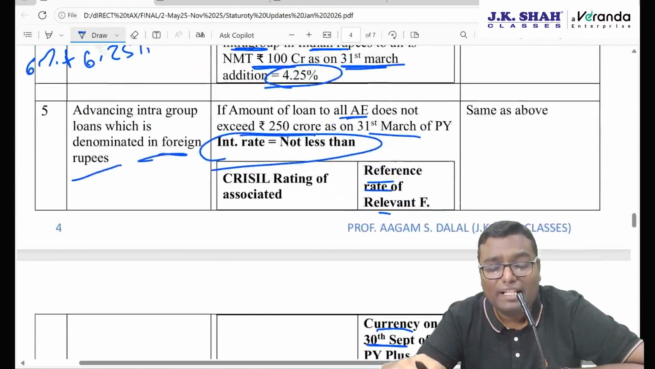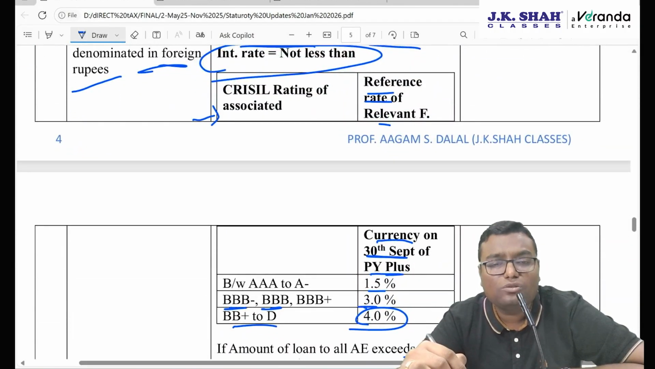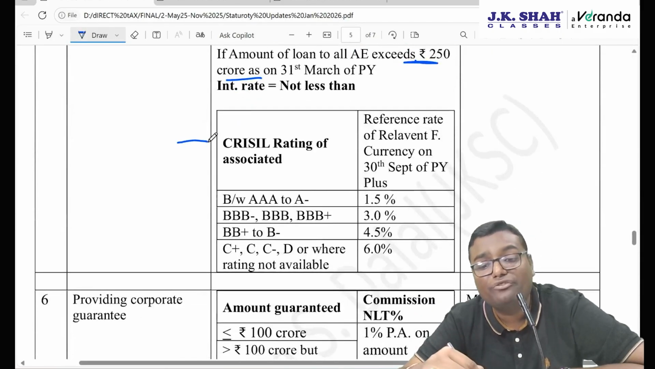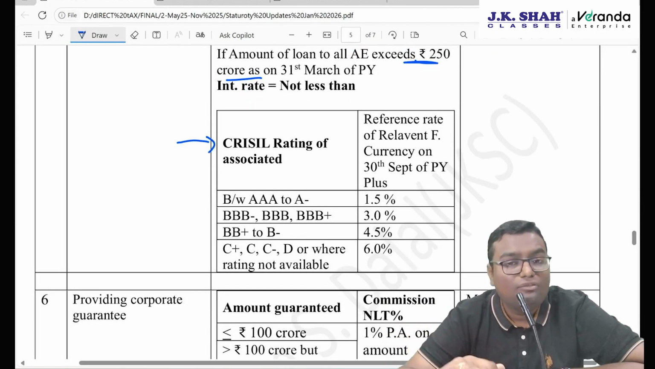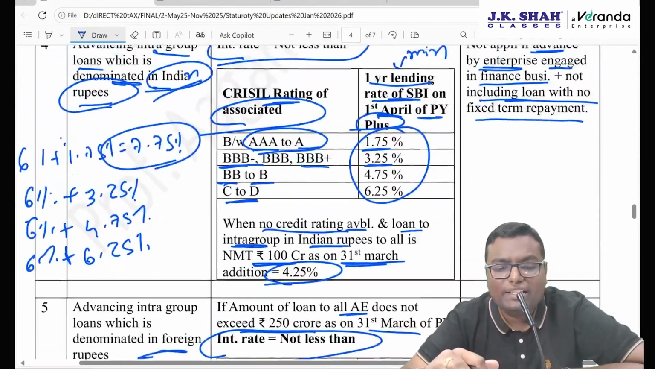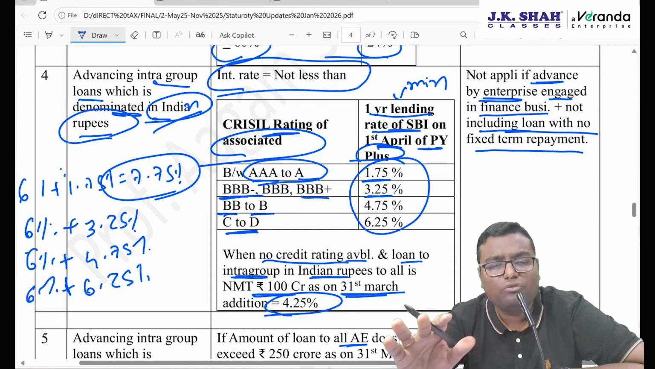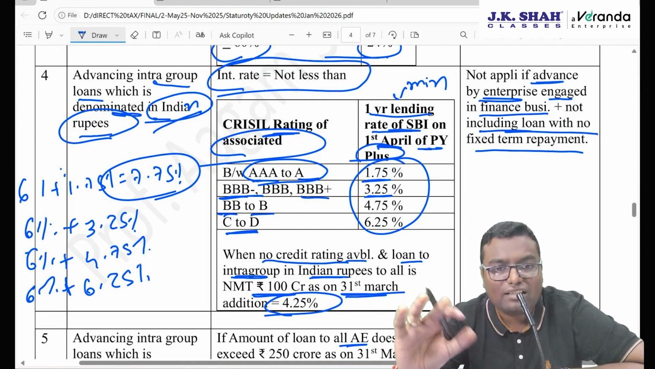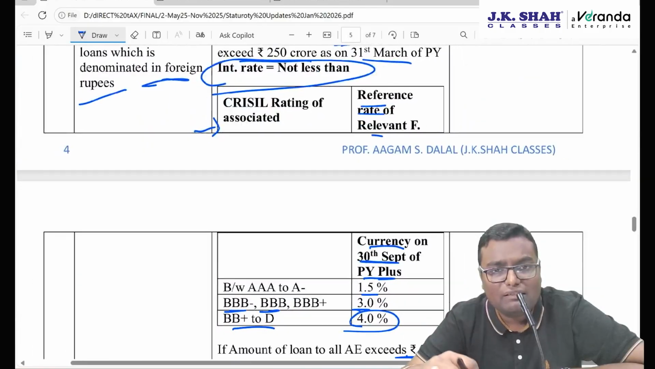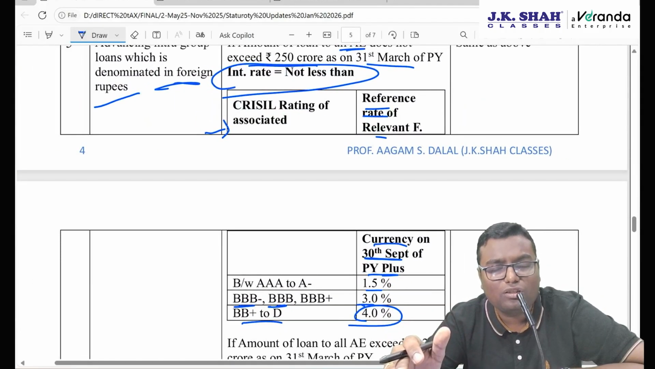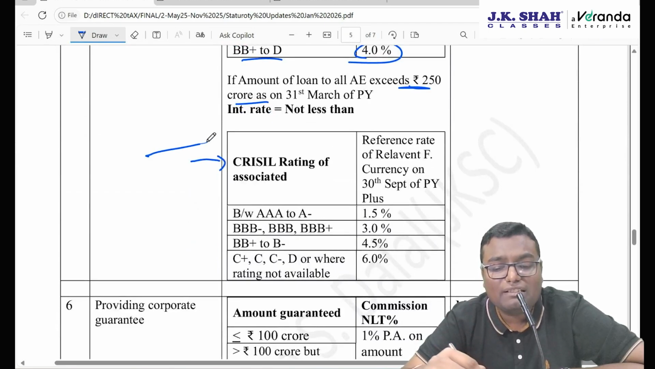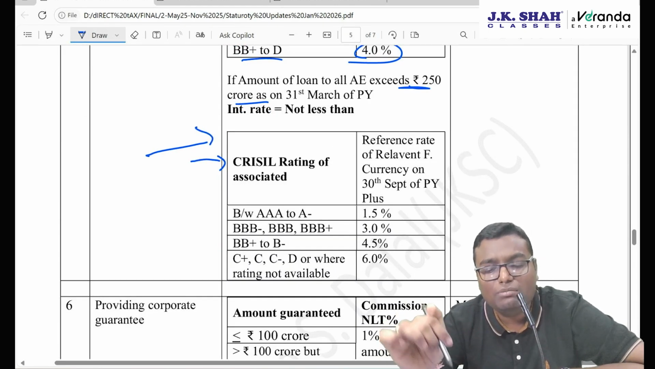So now you understand that this particular safe harbor rule is not applicable if the loan amount is more than 250 crore. For that, a different safe harbor rule is there, wherein if the loan is denominated in Indian currency, there is only one table applicable. Even if the loan is below 250 crore, even if it is above 250 crore, the same kind of interest will be charged. If it is in foreign currency, and the loan amount is up to 250 crore on 31st March, this will be applicable. If the loan amount on 31st March is in total more than 250 crore, minimum this much interest you have to charge.